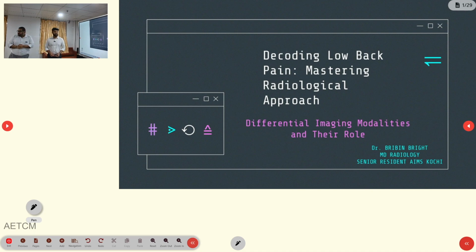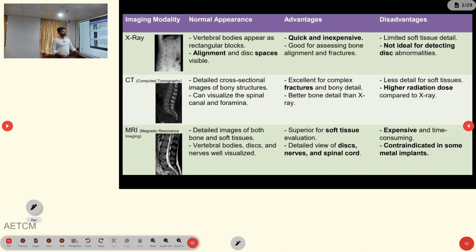Hi, I'm going to explain the radiological investigations and modalities which are needed and which can be done for specific clinical aspects of back pain. I'll be discussing the different advantages and disadvantages of each modality. Coming to the first investigation, the X-ray, which has been there for decades, every orthopedician and neurologist will look into the X-ray first to localize where exactly the pathology is and correlate with the clinical aspects.